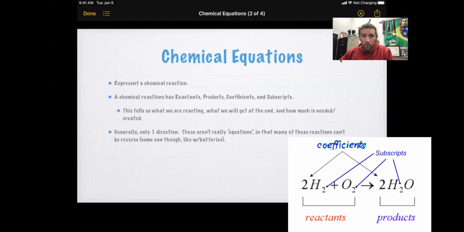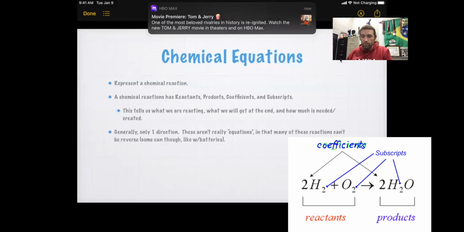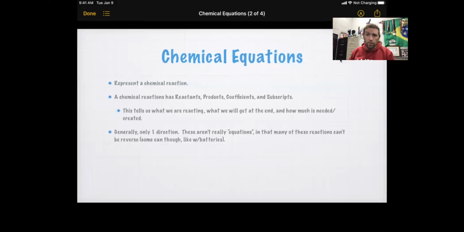It's fairly simple. The coefficients, which are the numbers that come before a molecule, tell you how many of those molecules you have or need. And the subscripts, the little tiny numbers that are at the bottom, tell you how many of each atom are in that molecule. So when we go to balance these equations to make sure we conserve mass, because that's what we do here, it's all about the conservation of mass.